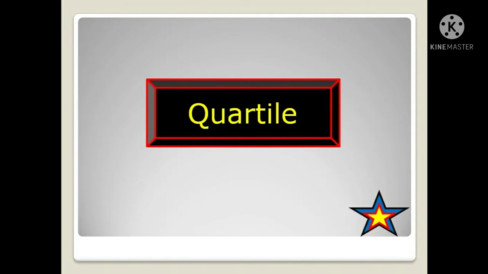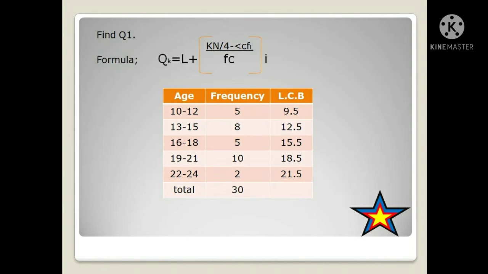First, we need to find the quartile. We have given here the age and the frequency. The formula of quartile is Qk is equal to L plus open bracket kn over 4 minus less than CF_L over f_c close bracket times interval.